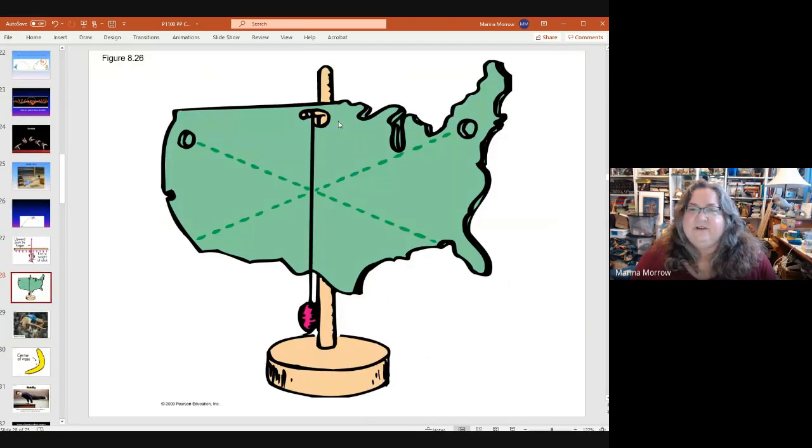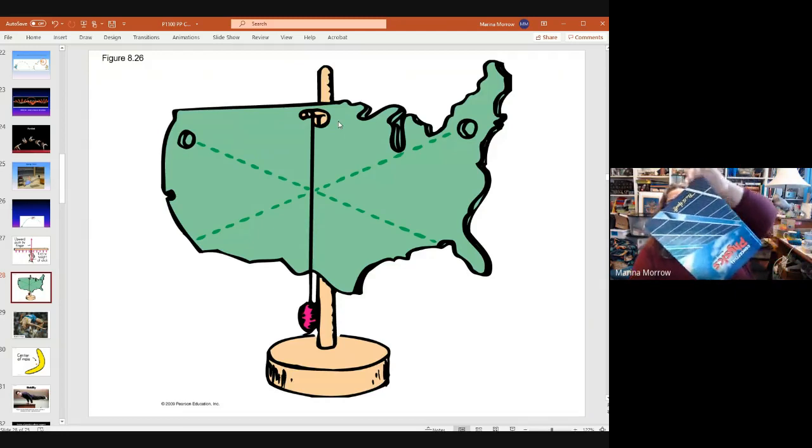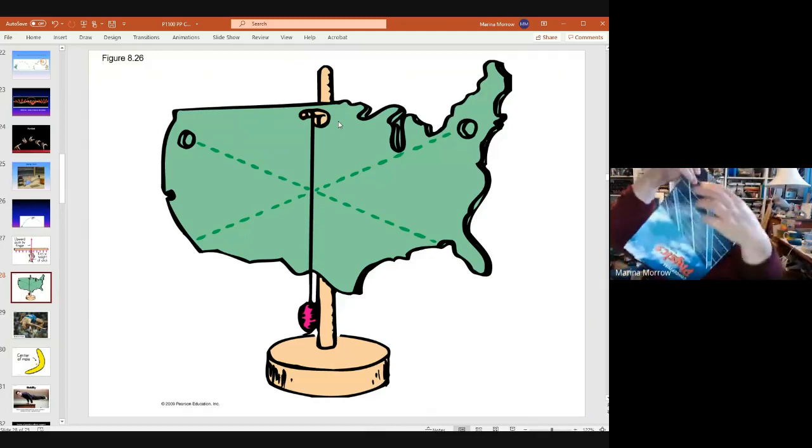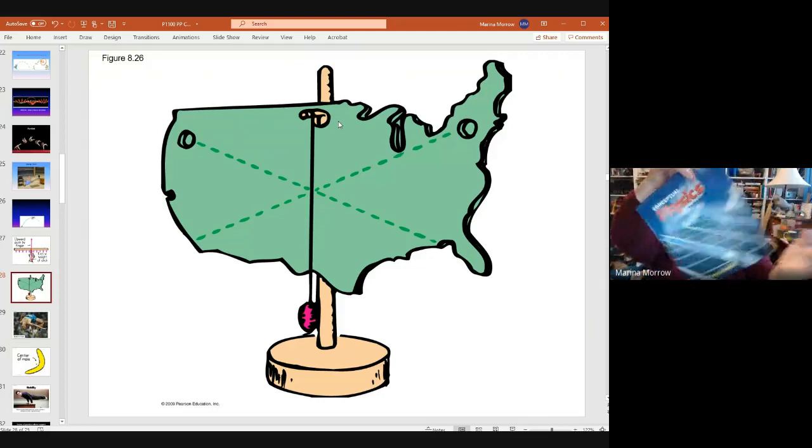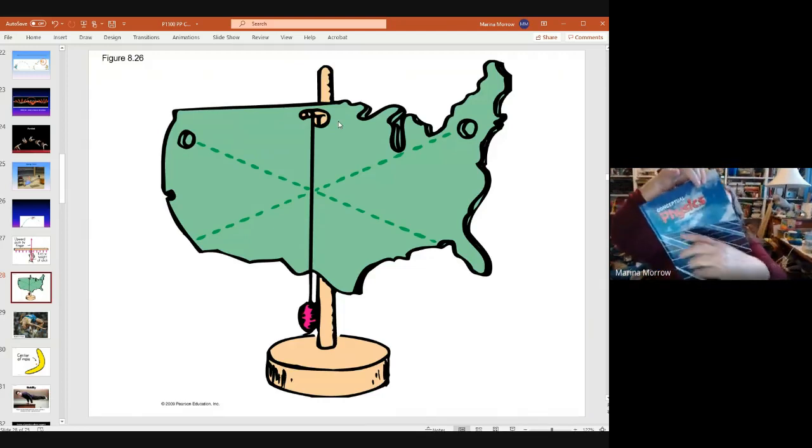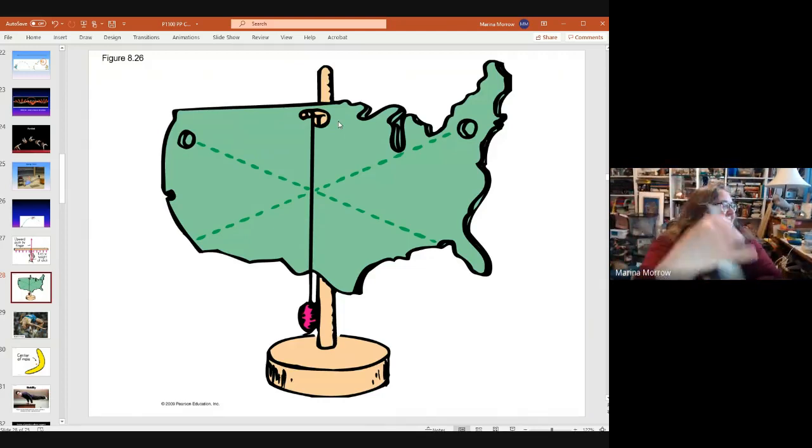If you are trying to find the center of mass of a flat thing, then you just have to hold it up. When you hold it up, the center of mass will swing down underneath the point where you're holding it. So as I hold this up, if I drew lines across my book, which I'm not going to do today, they would meet and cross in the center.